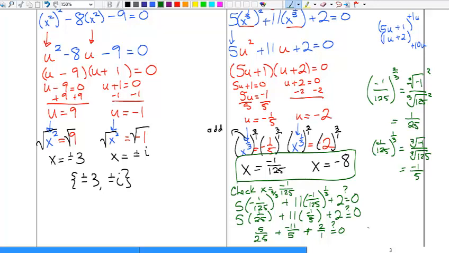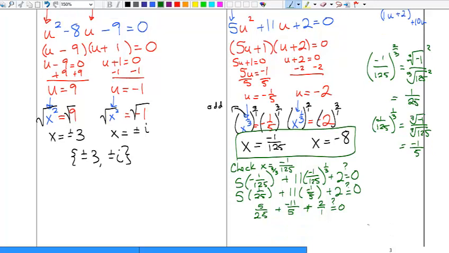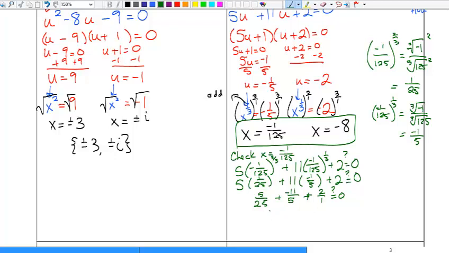I need to get a common denominator of, let's see, 25. So I can multiply this one by 5. I can multiply this one by 25. 5 over 25 minus 55 over 25 plus 50 over 25. So that truly does get me 0 over 25. And 0 over 25 is 0, so the first one checks out. So x equals negative 1 over 125 truly is an answer.